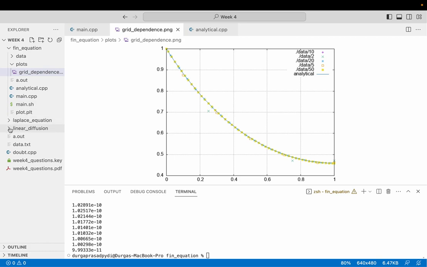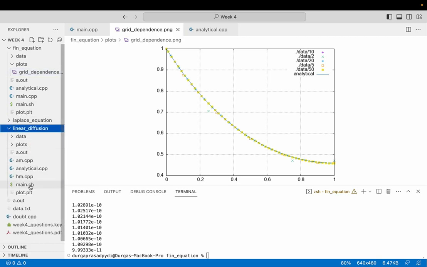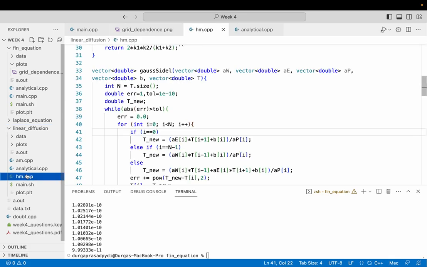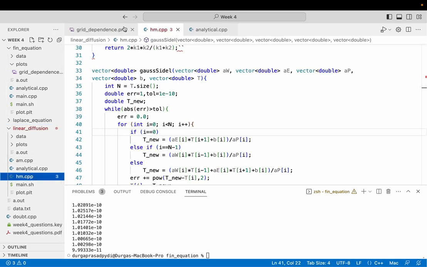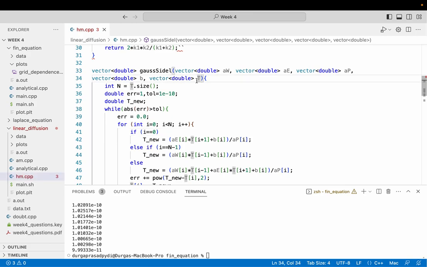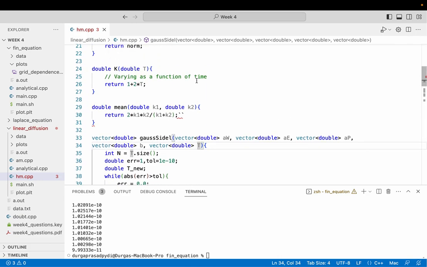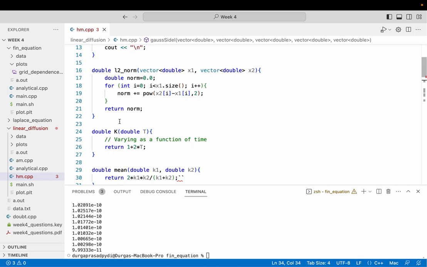So we'll go to the next question, the second question we have been discussing. It's similar to a 1D steady state heat conduction equation. The only difference is here you have your conductivity as a function of temperature. So I define another function here, which is a function of temperature. That is k 1 times 1 plus k 2 times T, where k is a function of temperature.